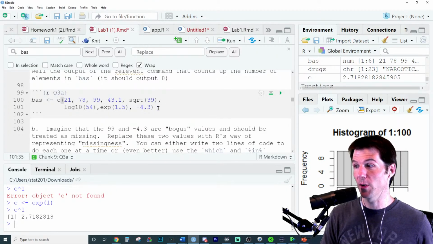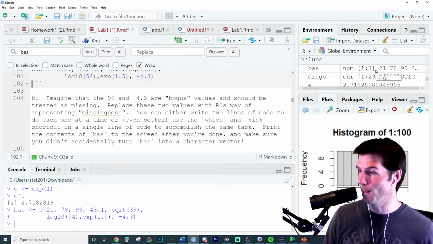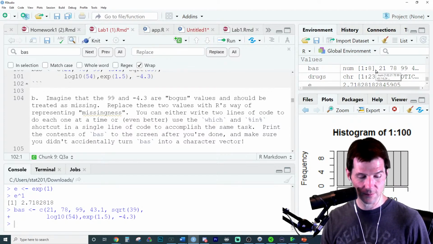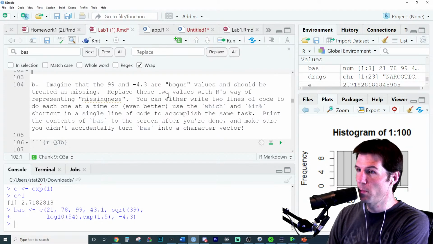So we now have created our vector properly this time, and the vector has 8 elements in it. Wow. We've done it. Owen Wilson. Wow. He's very impressed.